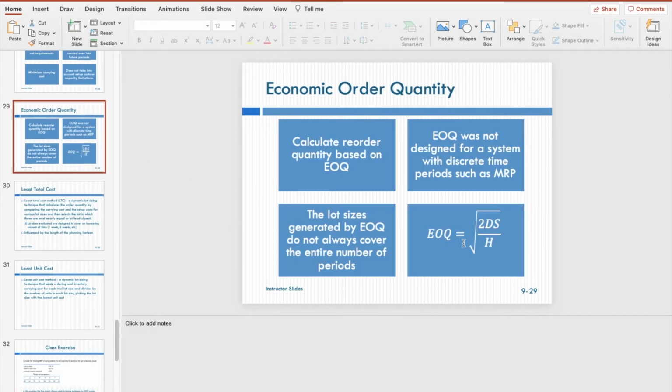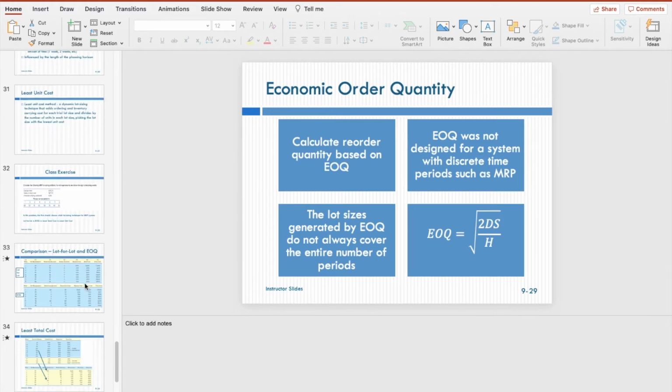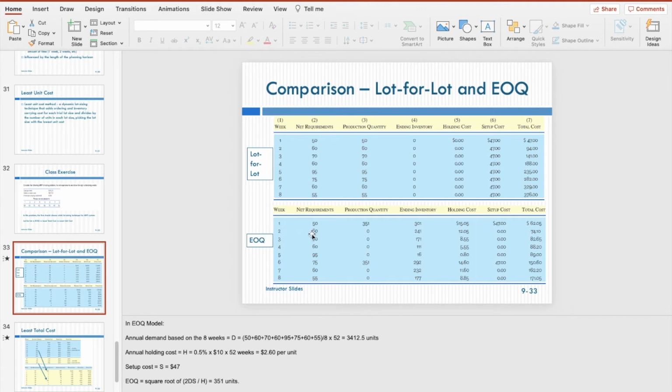So EOQ equals the square root of 2DS over H. What is D? D represents the annual demand, the average annual demand. How to get the annual average demand? First of all, the demand for these 8 different weeks, you already have this data, right? Since you have these 8 weeks of data, can you calculate the average amount for these 8 weeks? Of course you can, right? You just add them up and divide by 8. That will be the average amount for these 8 weeks.